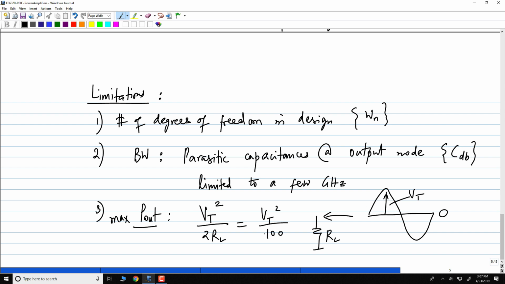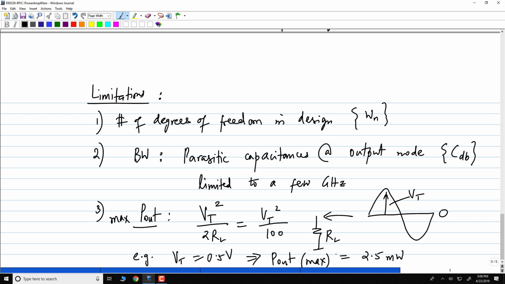For example, let us say VT was half a volt. I'm just giving you an example. What is the VT of the process that you are using? What is VTN and what is VTP? It's about 400, 500 millivolts. Let's take the example of 500. That is typical for most modern processes. What is P out max? 2.5 milliwatts. Does it make sense?